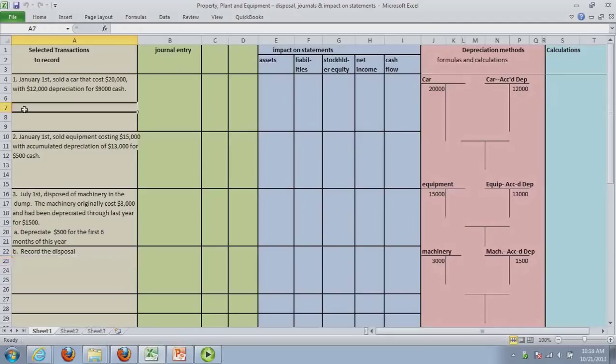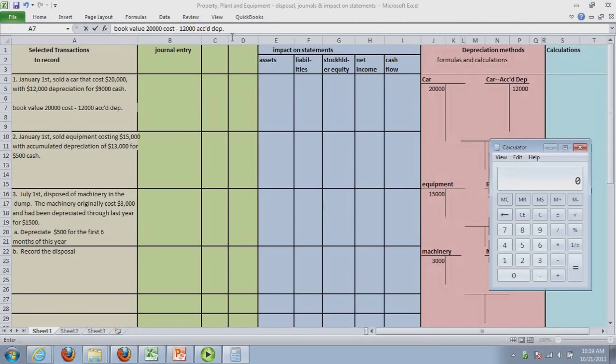So the first thing I'm going to suggest is let's figure out the book value. The book value, if you remember, is nothing more than the cost less the accumulated depreciation. That's all the book value means. We present it on a balance sheet. It's simply the third number. Main account less contra account equals net asset or book value. So if we do the calculation, which I should be able to do in my head, book value is $8,000.